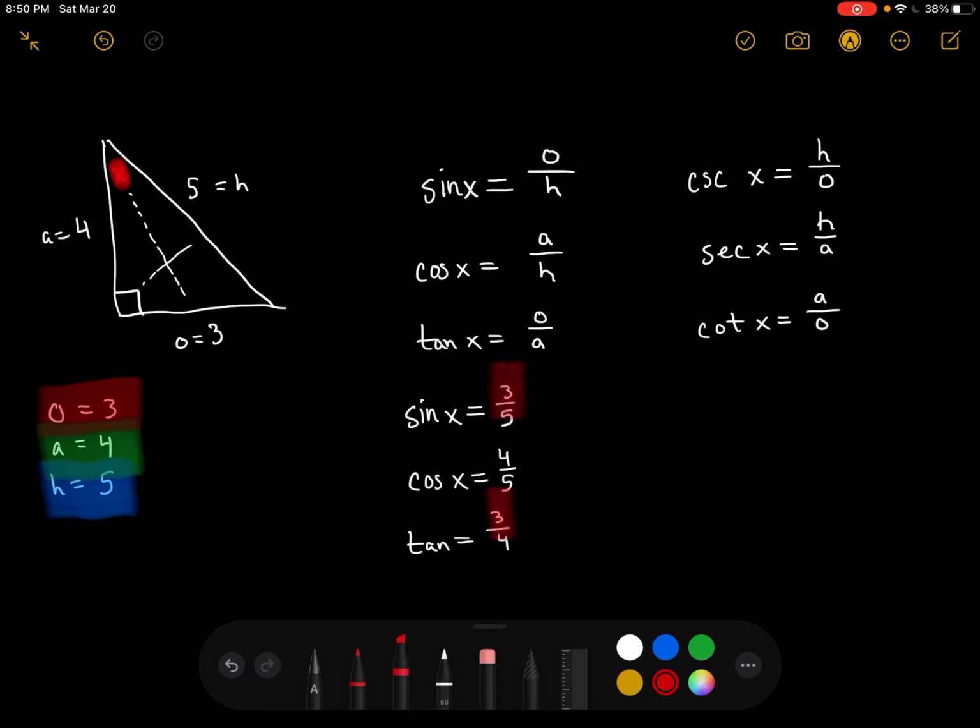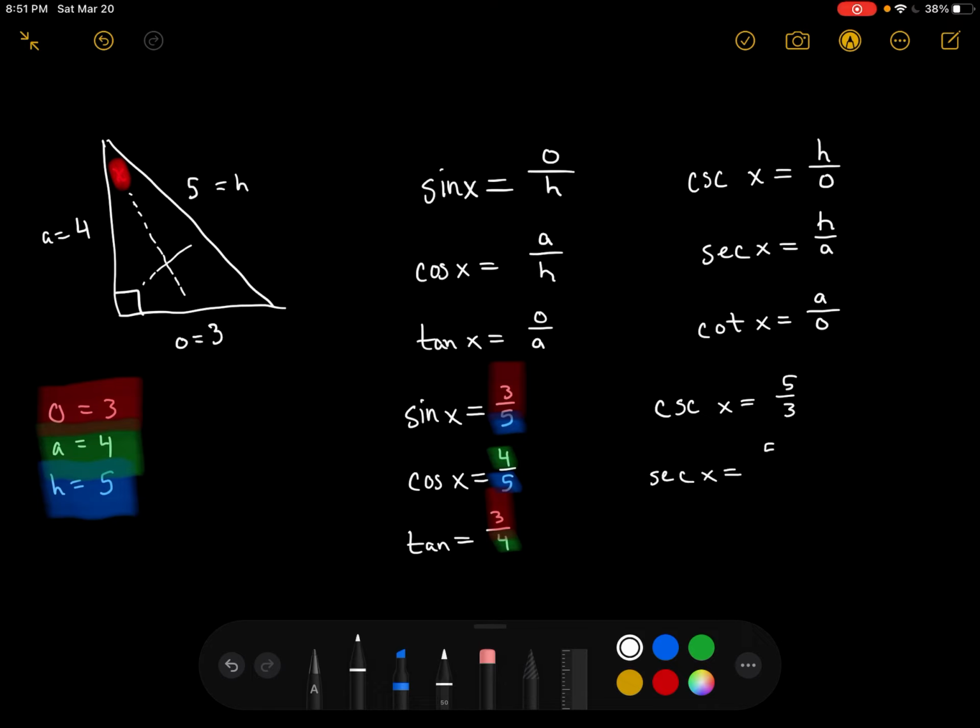Our opposites, we said that we would make those 3, and they would be red. Our adjacents are green, and those are 4s. And then finally, in blue, we have our hypotenuses, or 5. So all of these things here match up with color coding from the side. Now we can do the same thing for our other trig functions.